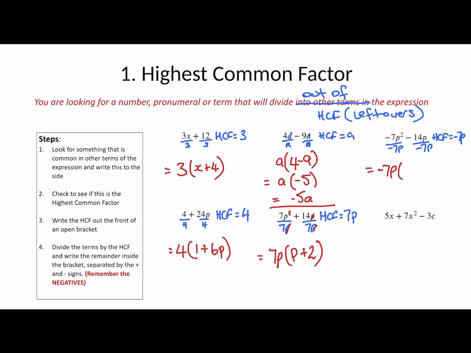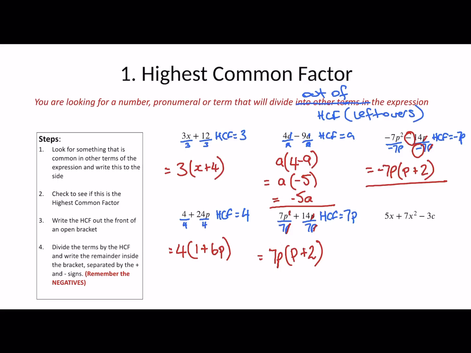Now, we've got negative 14 and negative 7. This is where you have to be careful. You've got a negative and a negative. What does that turn into? Correct? A positive. P divided by P disappears, and 14 divided by 7 is 2. Sorry, it turns into p plus 2 from a negative. Watch the negatives. Last one.